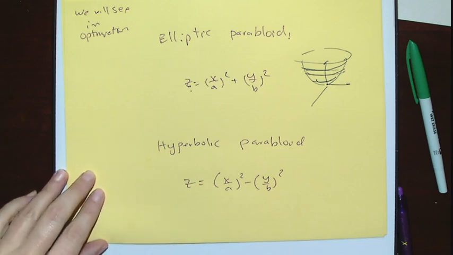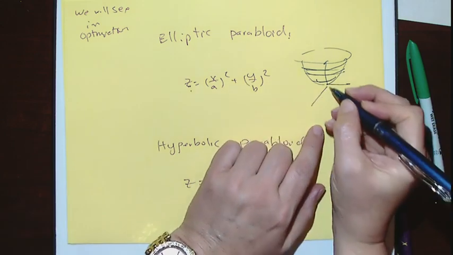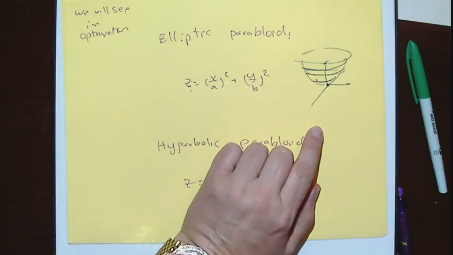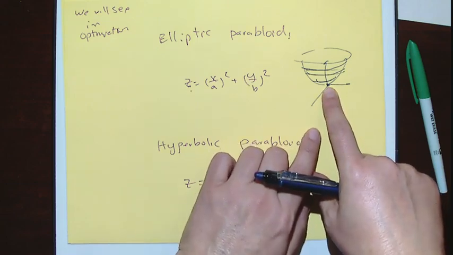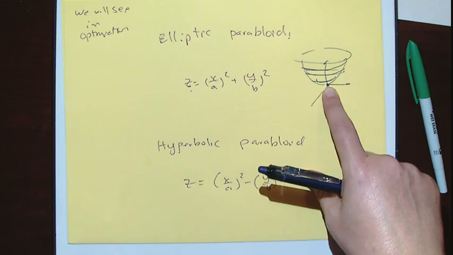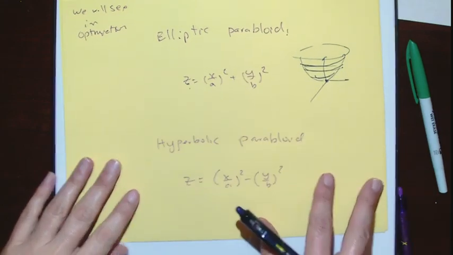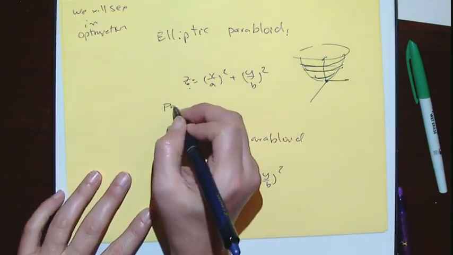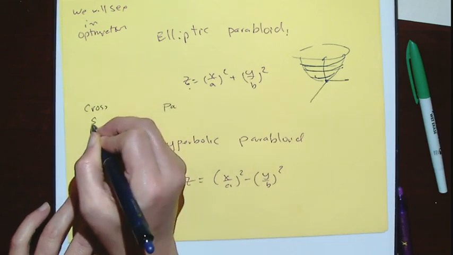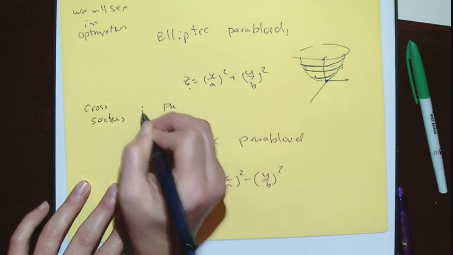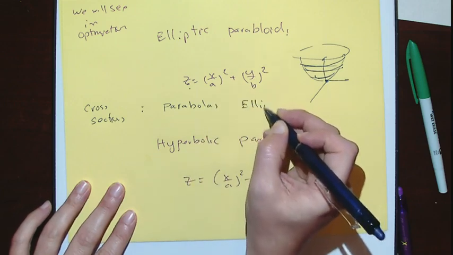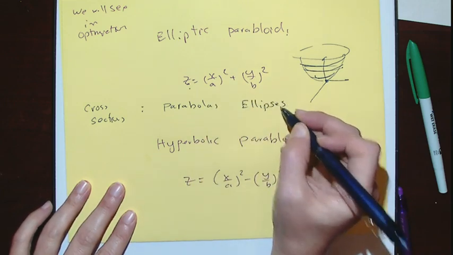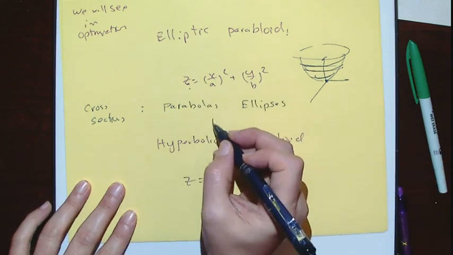Now, can anybody tell me, when I have the ball, there's this point right here, right? So one of the cross sections is going to just be a point for that one. So the cross sections for these are parabolas, ellipses, and could be a point.